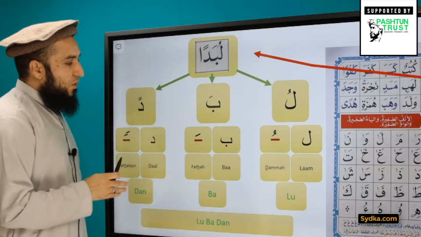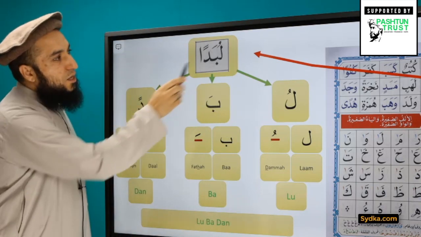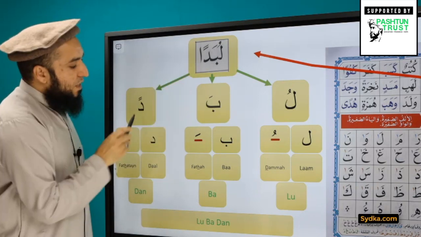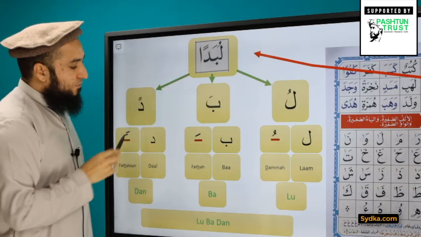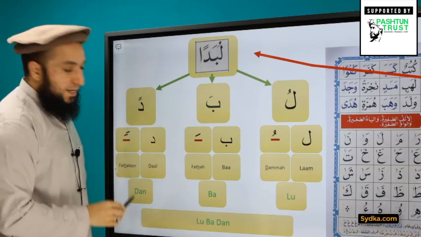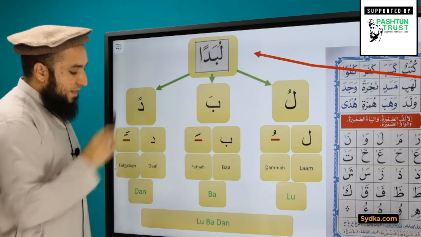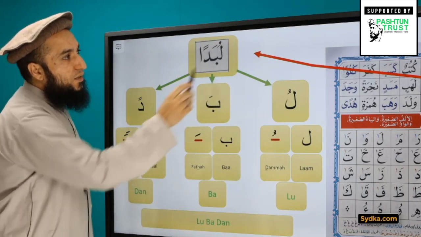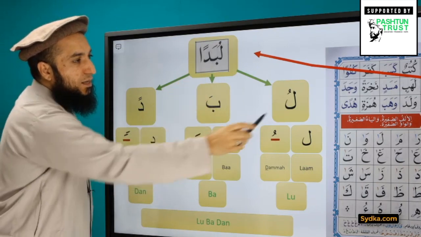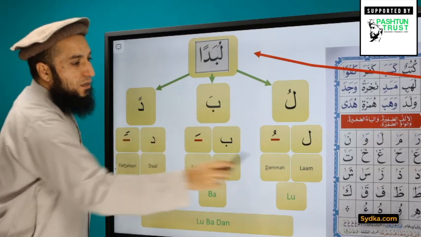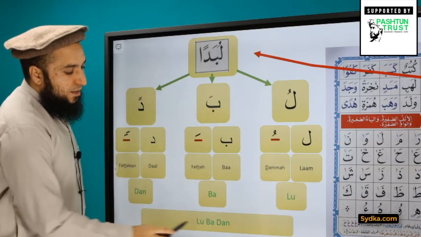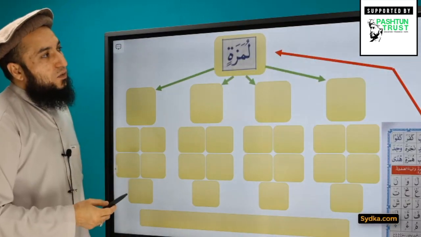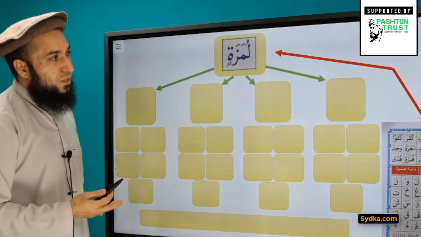The third syllable we have is dal fathatain dan. If you have noticed here, there's alif, and this alif is silent here. And dal is a light letter. Dal fathatain dan. So now we connect these 3 syllables and we have lubadan, lubadan. So the next word we have is lumazatin, and it has 4 syllables.